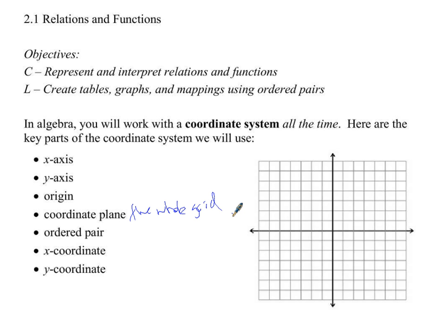The part that you see, and also the parts that you don't see. That plane extends in every direction forever. We just are showing this particular part right here, up to 7 and negative 7.